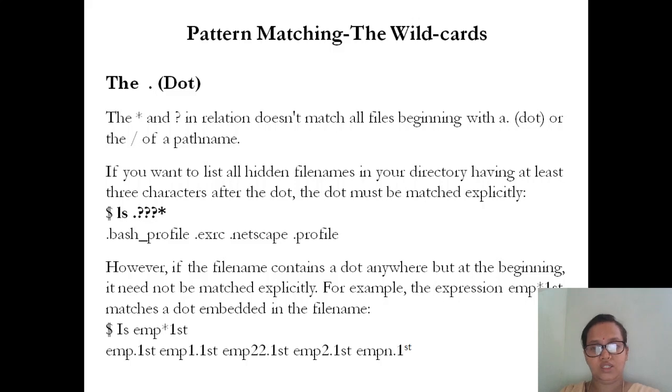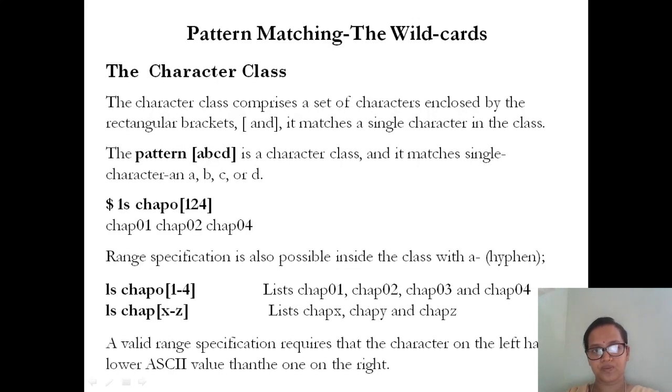But if it is embedded between 2 names, 2 words, in that scenario you have to give ls emp star first. Here you can have anything between emp and first. So if you want to retrieve that dot in this fashion, you have to give it with a star character.